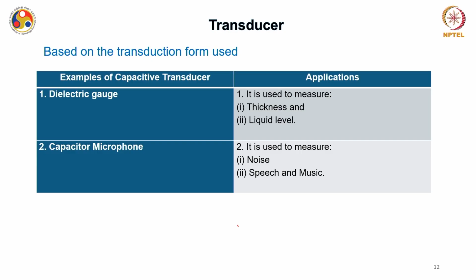If you see the simple equation of a parallel plate capacitor, you have C equal to epsilon A by D, where D is the distance between the plates, A is the area, and epsilon is the dielectric constant of the material between these two plates. This capacitance can change in multiple ways. If there is a change in the dielectric material, this capacitance will change. If there is a change in the area or in the distance between the two plates, the capacitance value will change.